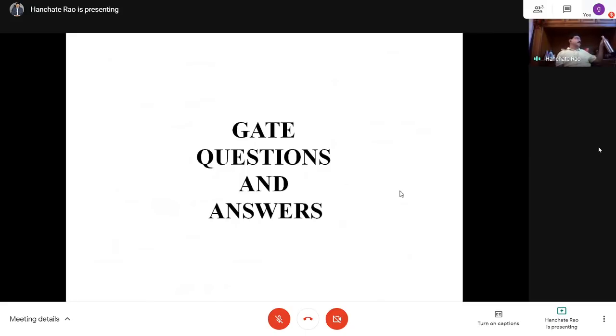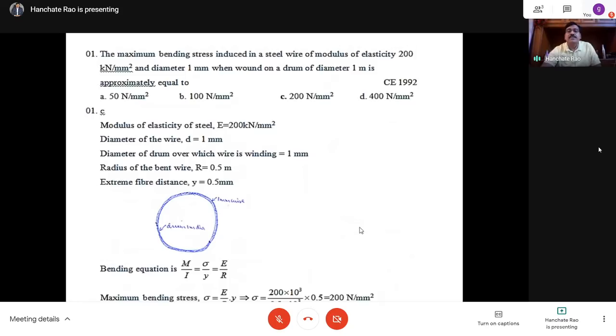The only important concept that you have to remember is M by I is equal to sigma by Y is equal to E by R. That is the only concept you have to remember. Rest of the things are very simple. They can be derived from this basic fundamental equation M by I is equal to sigma by Y is equal to E by R. So most of the questions will test your concept on this basic bending equation. If you know this basic bending equation, you can answer the GATE questions very easily.